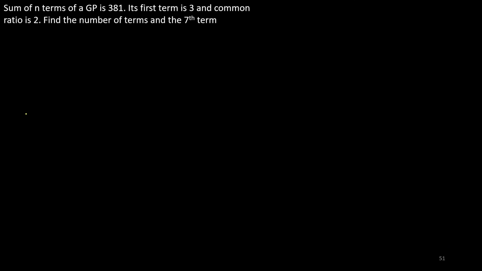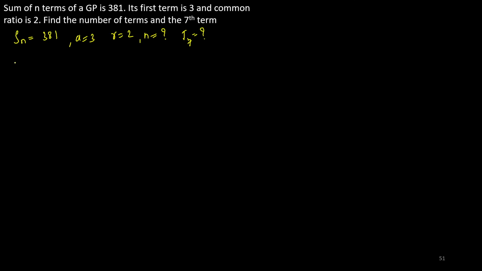So now what is given? Sum of n terms of a GP, Sn, is given to you. Sn is equal to 381. Its first term is 3, which means a is equal to 3, and the common ratio is 2, r is equal to 2. Find the number of terms and the seventh term. You are supposed to find out the number of terms and the seventh term T7.